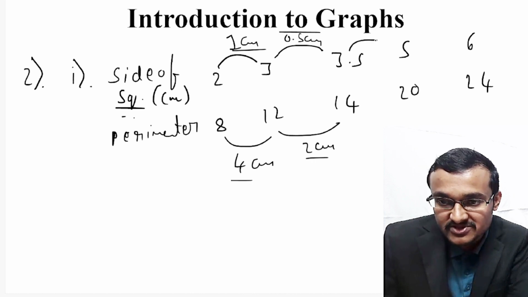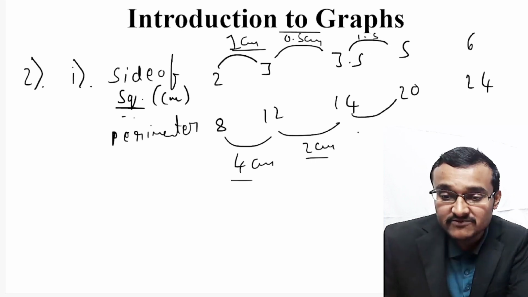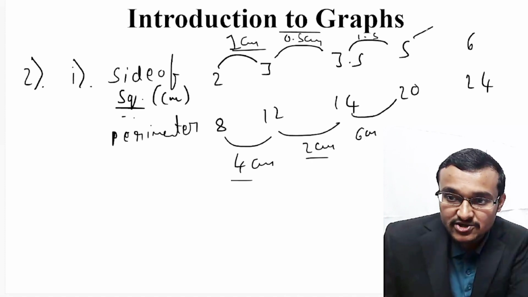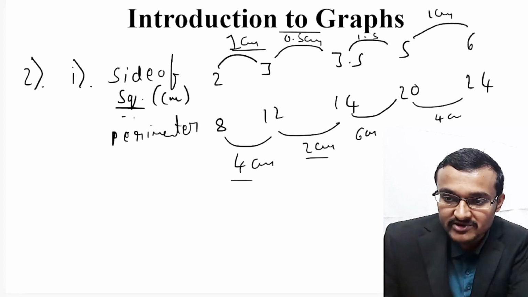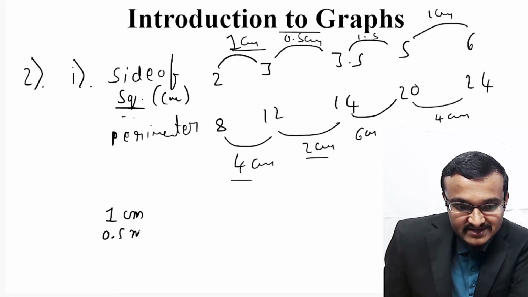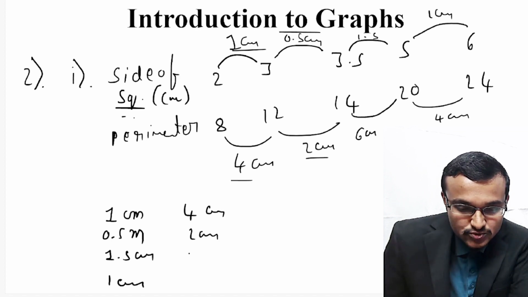So when you are taking the difference between 3.5 and 1.5, it is 1.5 centimeter, and the difference between 14 and 20 is 6 centimeter. From 5 to 6, it is 1 centimeter. So 20 to 24 will be 4 centimeter. Here the side is increasing by 1 centimeter, 0.5 centimeter, 1.5 centimeter and 1 centimeter. And the perimeter is increasing by 4 centimeter, 2 centimeter, 6 centimeter, 4 centimeter.